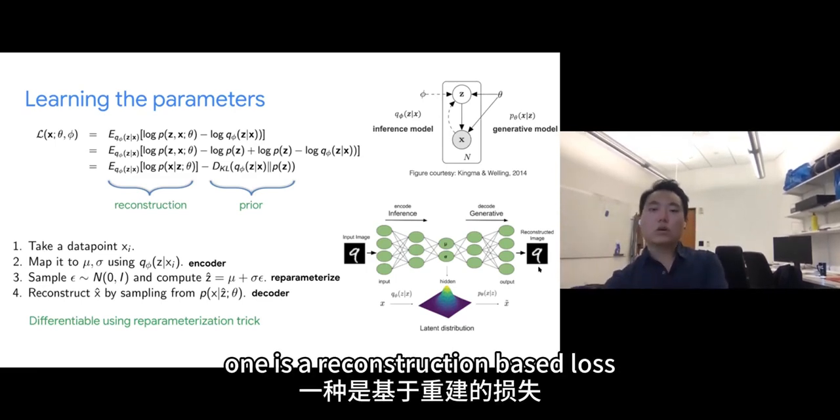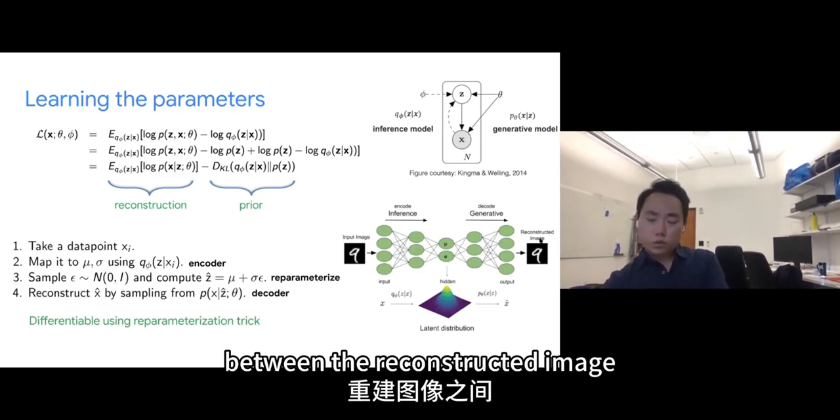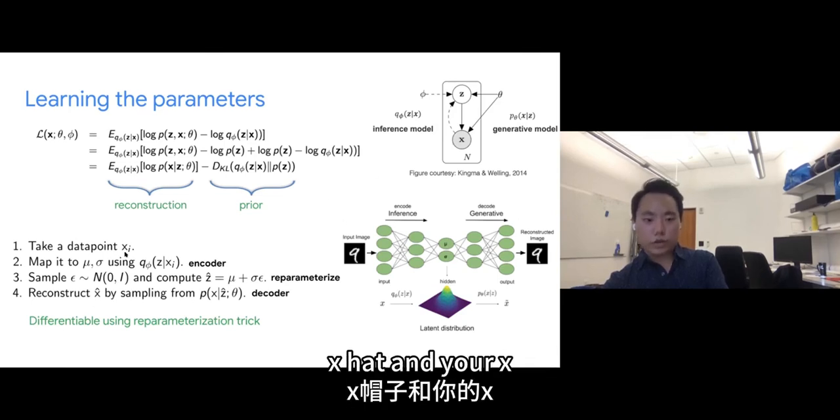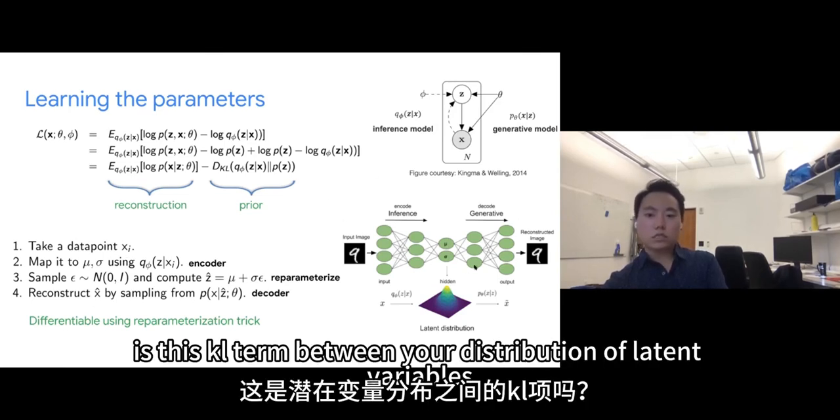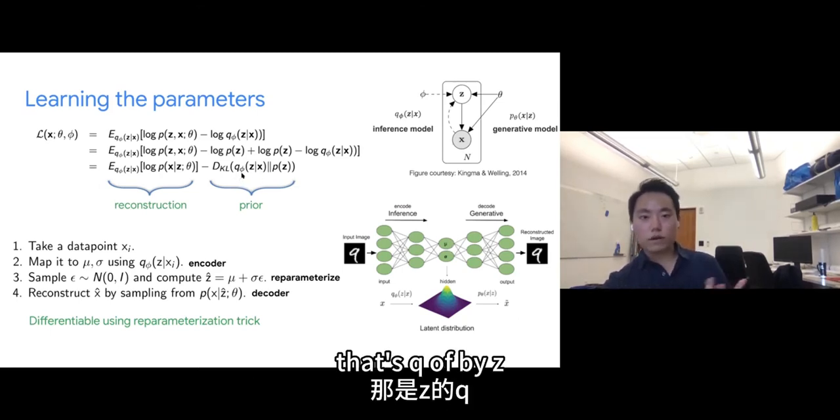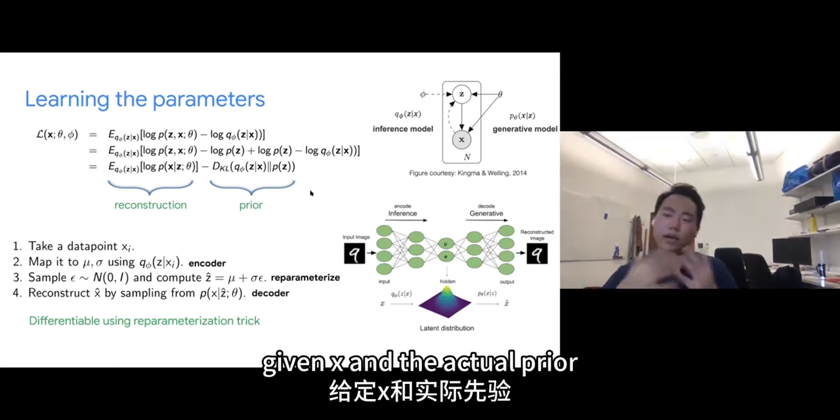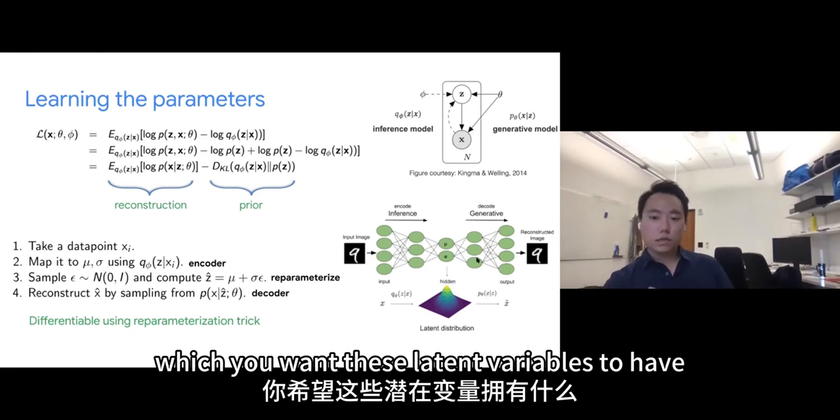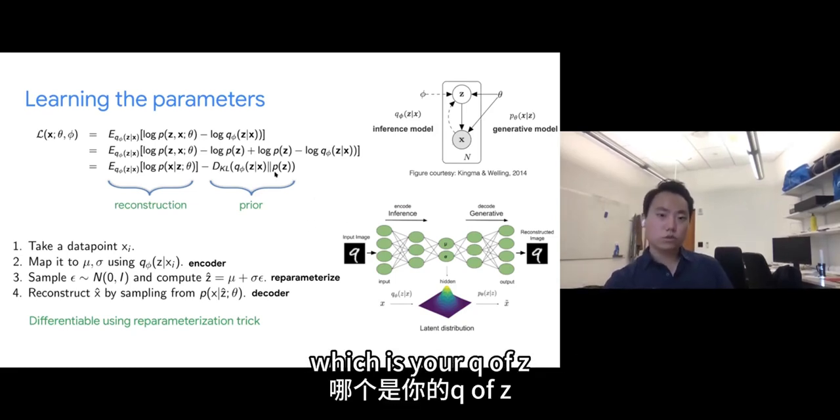And there's two losses. One is a reconstruction-based loss between the reconstructed image x hat and your original image x. And another loss is this KL term between your distribution of latent variables that you predicted using your encoder, that's q of phi z given x, and the actual prior which you want these latent variables to have, which is your p of z.